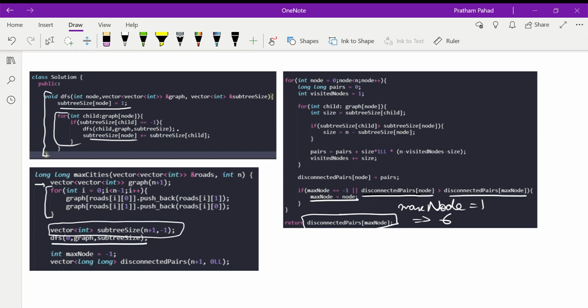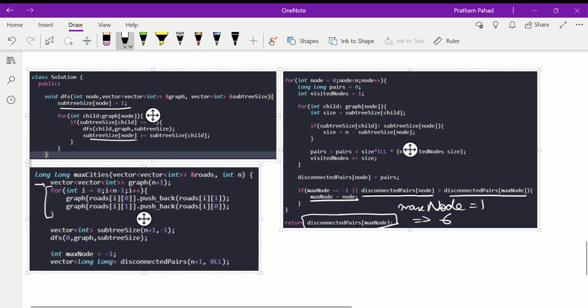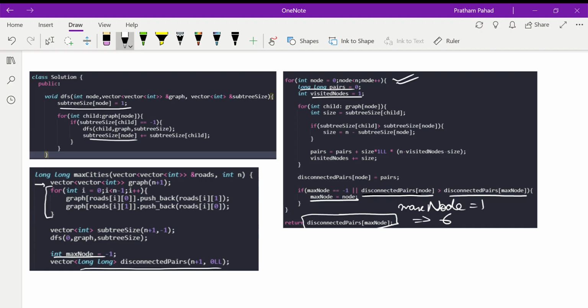After that, we'll make a max node equals -1 and a disconnected pairs of node. Now start iterating the nodes. Pairs equals 0. Visited node is 1. Every time you visit a node, visited node is 1, that means you have visited that node only. Now start iterating the children. Firstly, size will be given from the subtree array. If your subtree child is greater than subtree size of node, that means the child has more subtree than the parent. Then directly change your size to n minus subtree size of node.